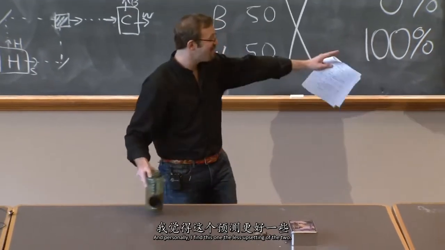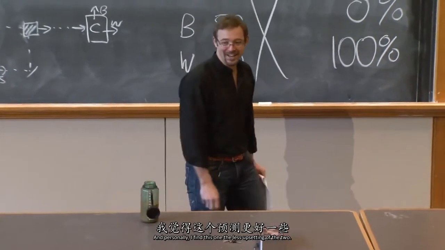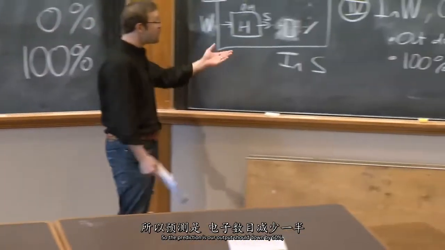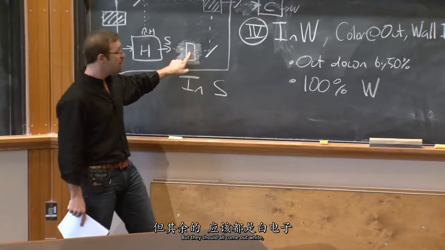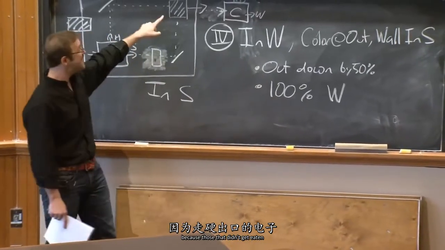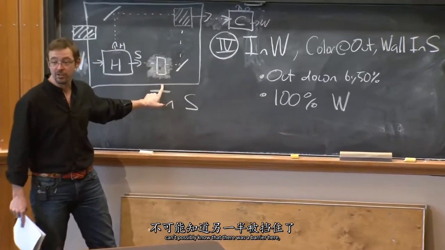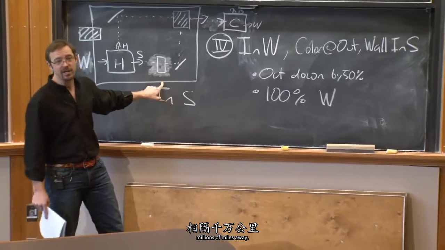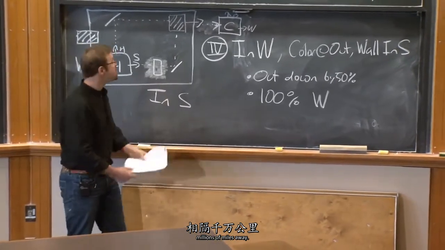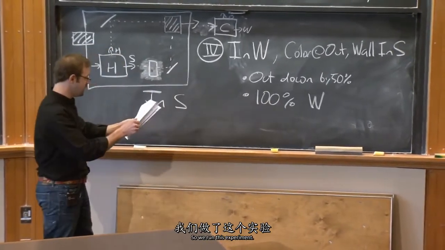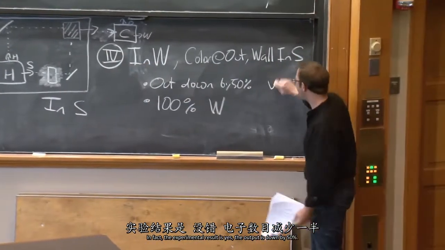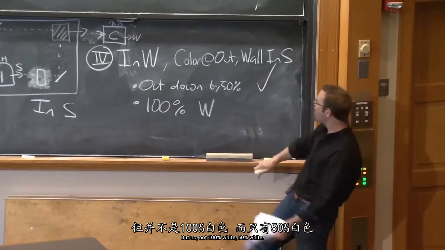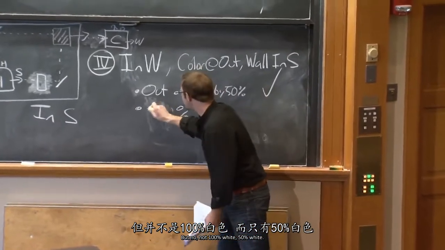Okay. And personally, I find this one the less upsetting of the two. So the prediction is our output should be down by 50% because half of them get eaten, but they should all come out white because those that didn't get eaten can't possibly know that there was a barrier millions of miles away. So we run this experiment, and here's the experimental result. In fact, the experimental result is yes, the output is down by 50%, but no, not 100% white, 50% white.